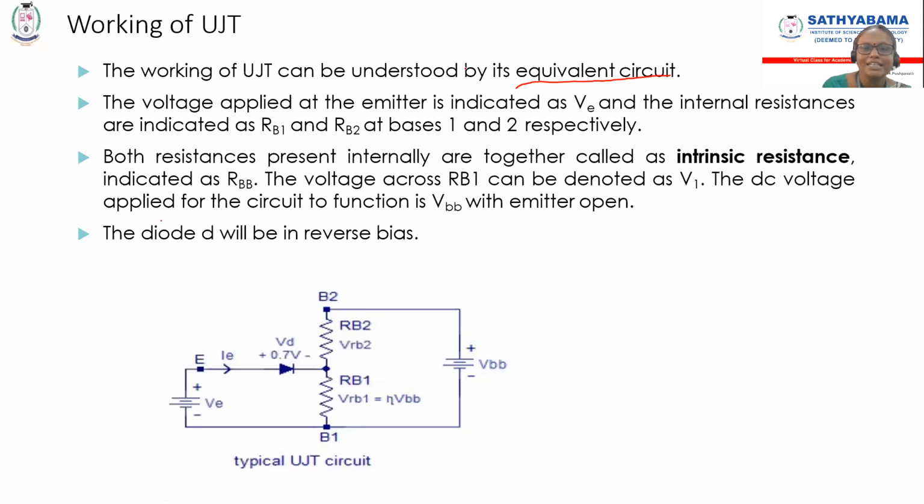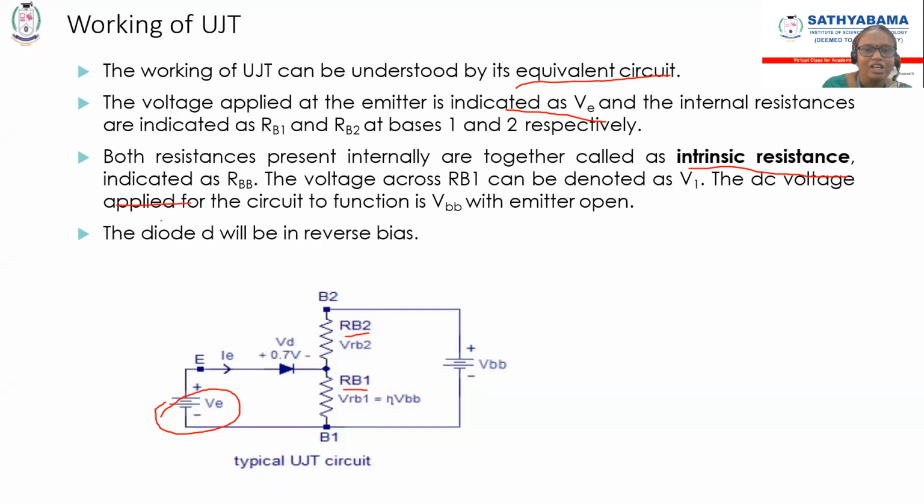The voltage applied at the emitter is indicated by VE. So listen, this is my emitter voltage, VE. And the internal resistances are indicated by RB1 and RB2 at base 1 and base 2. Both the resistances present internally together are called the intrinsic resistance, that is nothing but RBB.